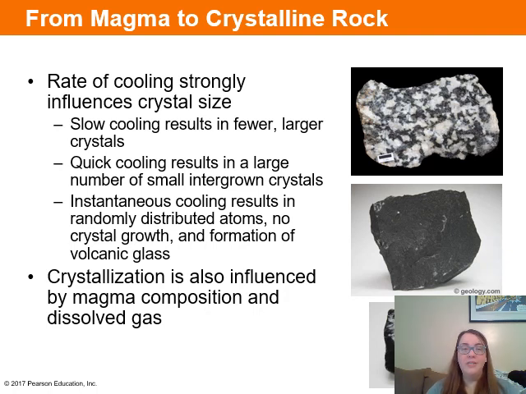But we're also going to see that the types of minerals, and therefore the crystals in our rocks, are going to depend on what kind of stuff is available inside of that magma. We're going to see that some magmas may have a lot of calcium, whereas others might have a lot of magnesium. But it's also going to be dependent on how much dissolved gases are inside of our lava or our magma.